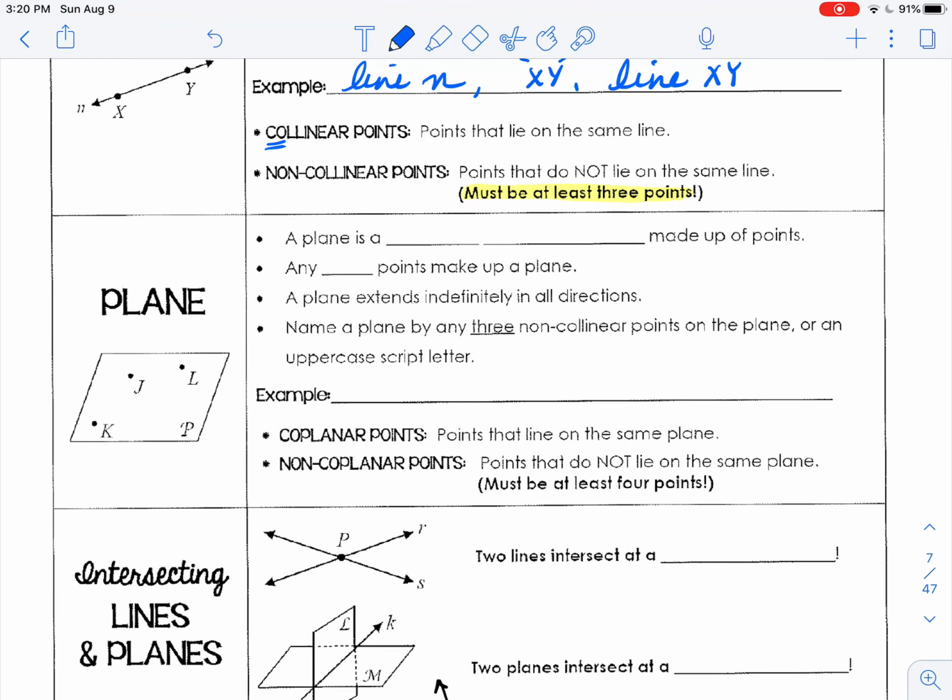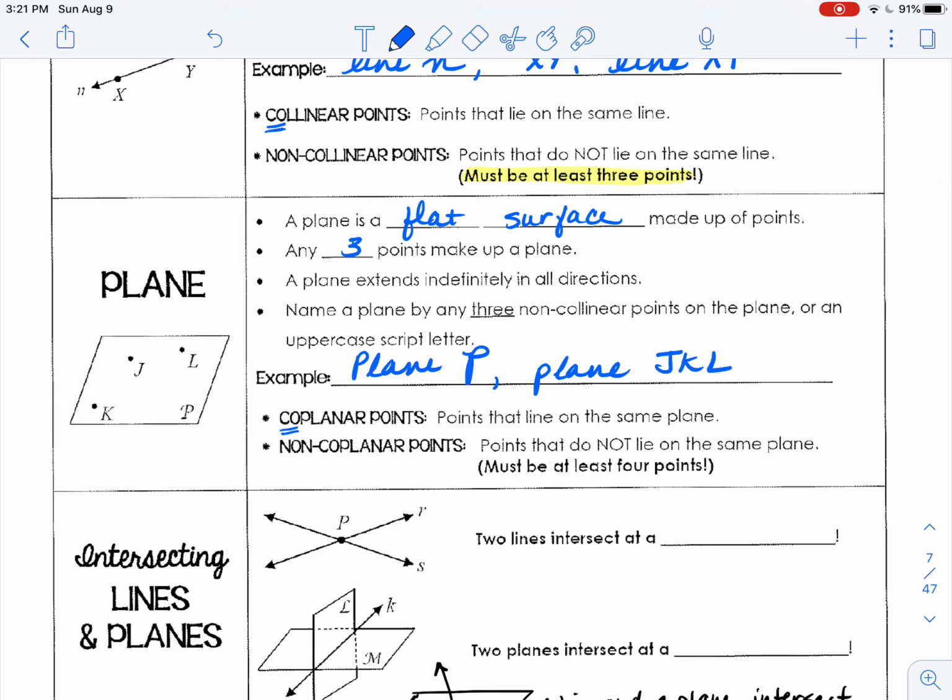A plane is a flat surface made up of points. Any 3 points make up a plane. A plane extends indefinitely in all directions. We name a plane by any 3 non-collinear points on the plane or an uppercase script letter. So we can name this plane P or plane, and then we just need any 3 letters. In this case, we've got the letters J, K, and L.